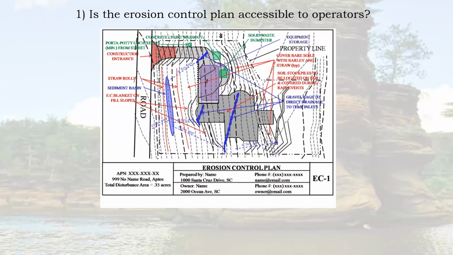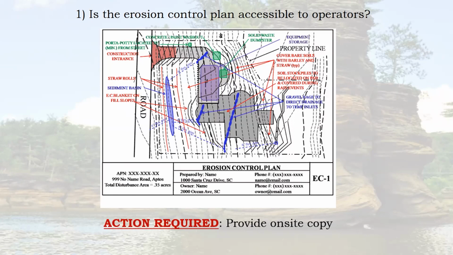So our first question on here is going to be, is the erosion control plan accessible to the operator? So this is what a typical erosion control plan looks like. You're going to show where you're going to have stockpiling, where the building's going to be located, if there's any sensitive areas like wetlands, a creek, different things like that. So it should be accessible to the operators. If it's not, the action required is to provide an on-site copy.